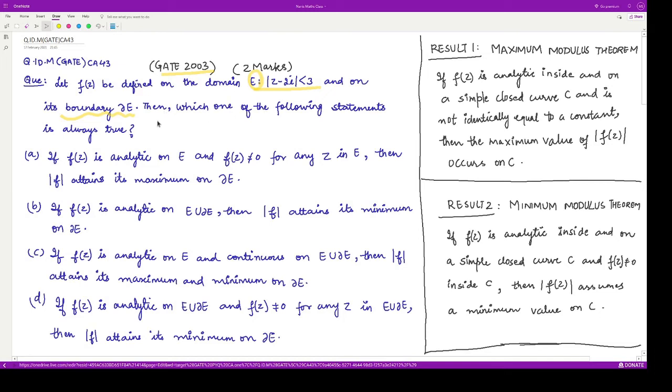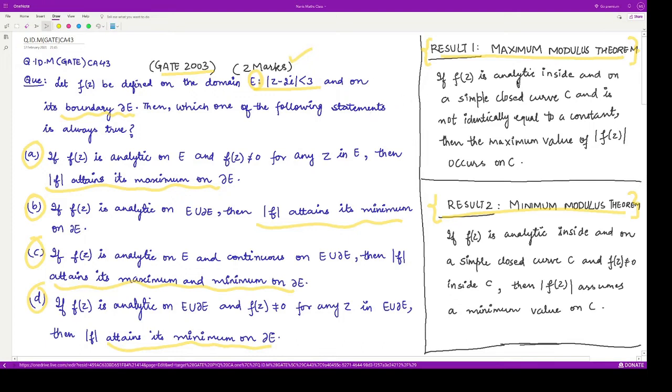Then they are saying which one of the following is always true. So we have to look for which of these is correct. Notice that in every option they are saying whether the modulus of the function attains a maximum or a minimum. For that, we have these two results, the maximum modulus theorem and the minimum modulus theorem. If you knew the correct statements of these two theorems and make proper observation, you can get these two marks very easily.